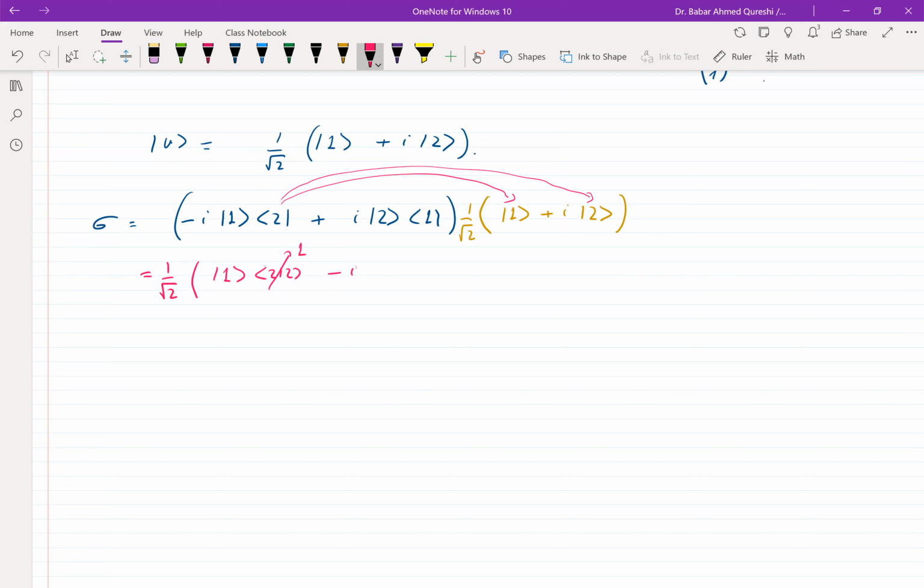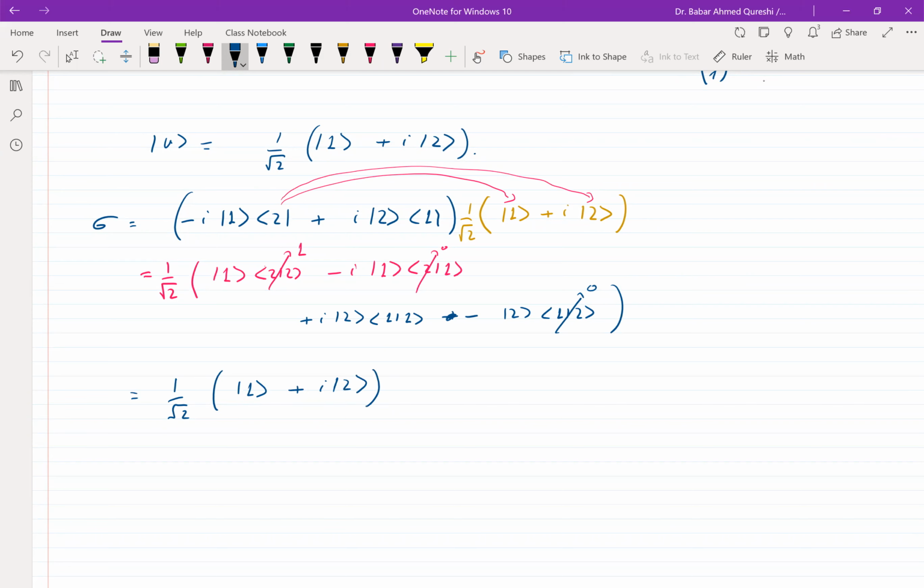Let me write the other expression as well. There was this thing, but this is 0. Then I have minus iota, plus iota |2><1| acting on 1, 1, plus minus, iota iota gives me minus. So this is 0. And it does give me this vector back with an eigenvalue 1.